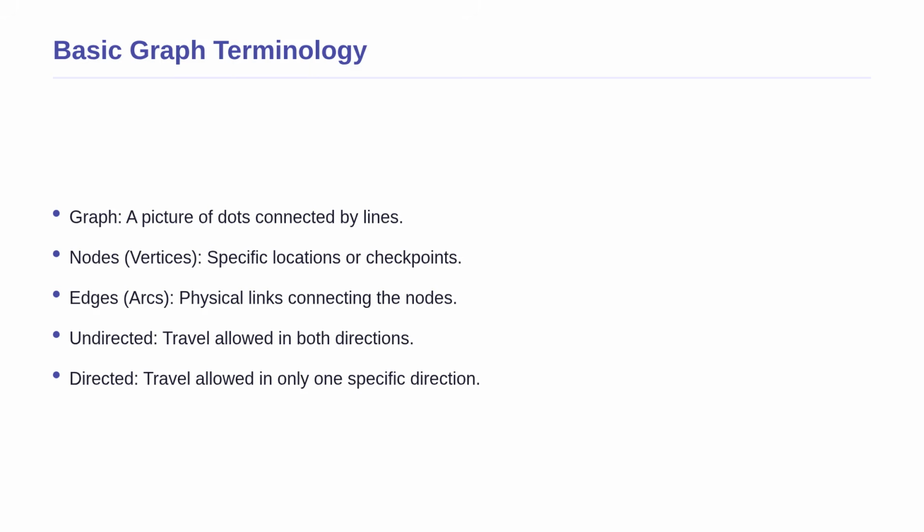Before we can solve these puzzles, we need to learn the basic language of networks, which mathematicians call graph terminology. A graph here is not a bar chart. It is simply a picture of dots connected by lines. The dots are called nodes or vertices. Think of them as specific locations like cities on a map. The lines connecting them are called edges or arcs, representing physical links like highways. If an edge allows travel in both directions, like a standard two-way road, the network is undirected. If it is a one-way street, we call it directed.